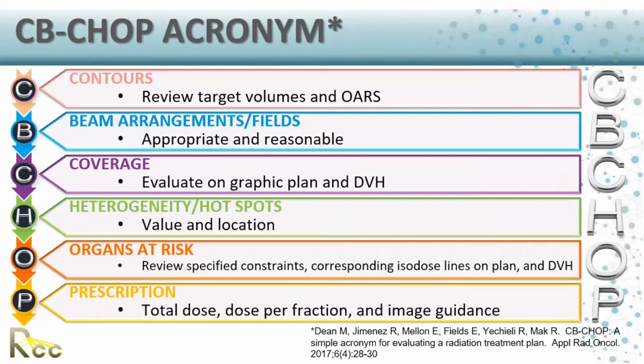For the contours, we review the target volumes and organ risk, which is the normal thing that we do. And for the beam arrangement, we have to make sure that we have an appropriate and reasonable number and beam arrangement. For the coverage, we have to evaluate on graphic plan and DVH. For the heterogeneity and hotspots, we have to know the value and location. And for the organ risks, we have to review specific constraints corresponding to those lines on plan and DVH according to the international standards like QUANTEC and so on. And for the prescription, we have to look for the total dose, dose per fraction, and the image guidance imaging.